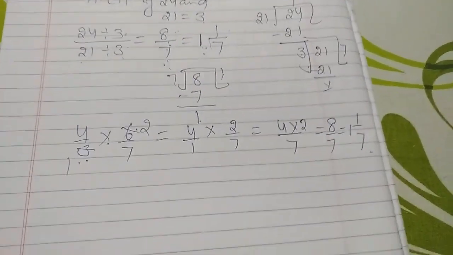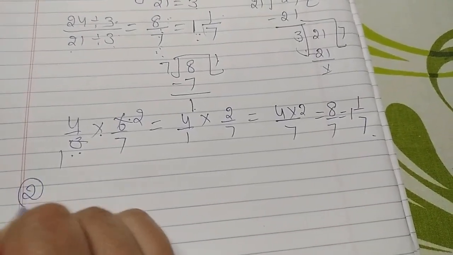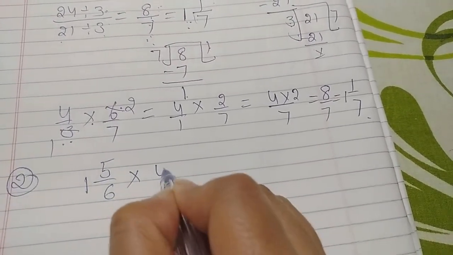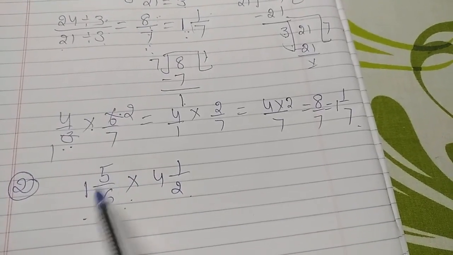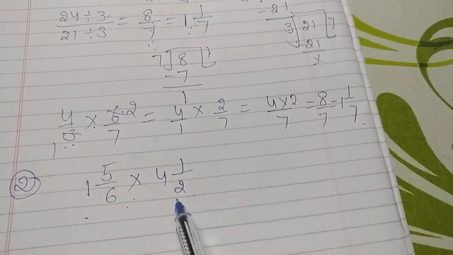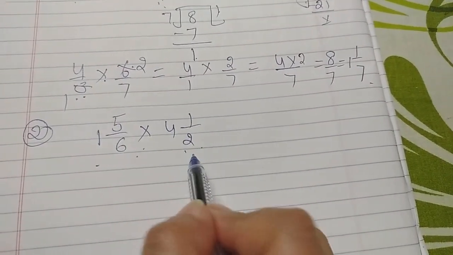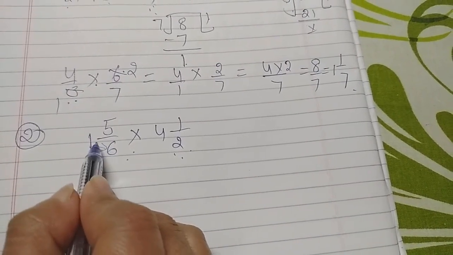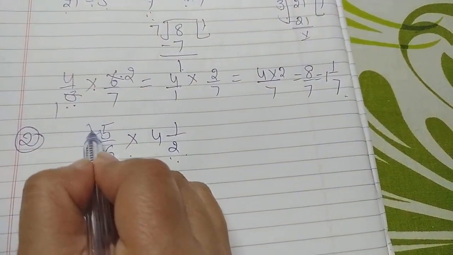But what happens if we are given a mixed fraction? Like I have another question, 1 and 5 by 6 into 4 and 1 by 2. How do I solve this type of question? If I have mixed fractions, what you do? First you convert into improper fraction. So how will you convert? From here to here you have to multiply, and here you have to add.